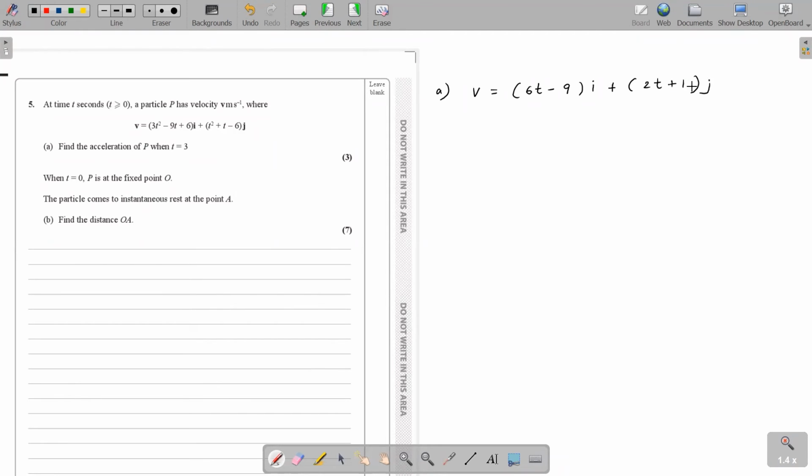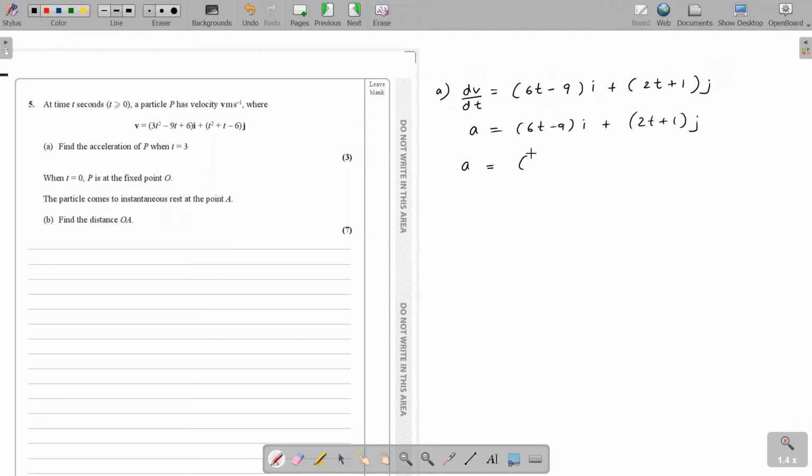So that's it. This is j. So basically when I differentiate, sorry, this is not v, this is the acceleration. Are you with me? I got the dv by dt. Differentiating v with respect to t, the acceleration is (6t minus 9)i plus (2t plus 1)j, and then we need to replace t with 3.